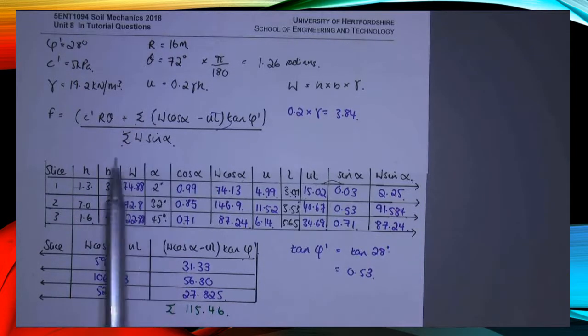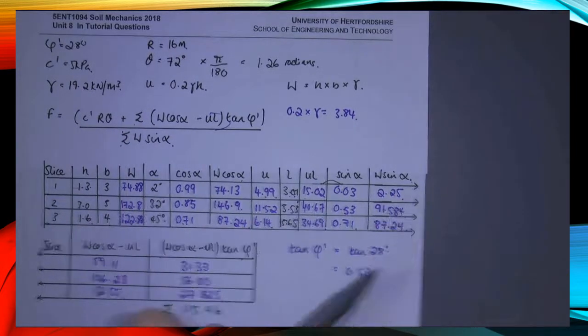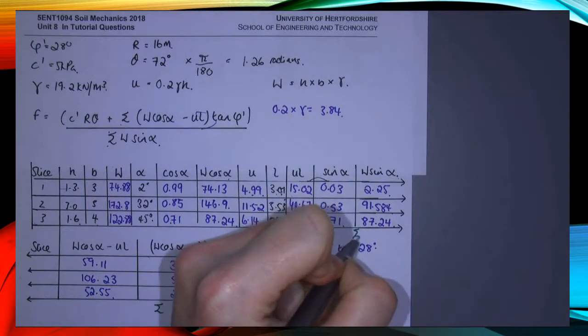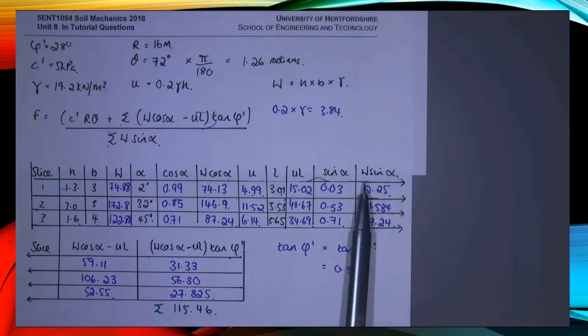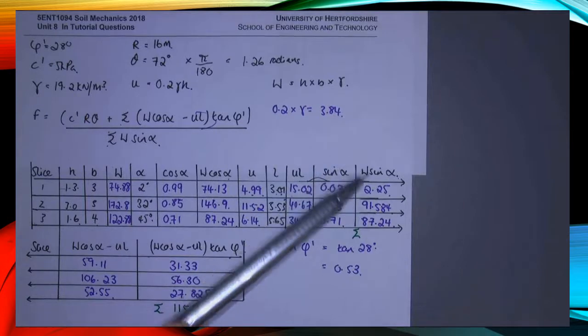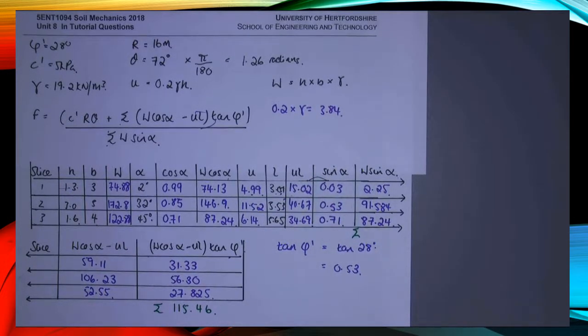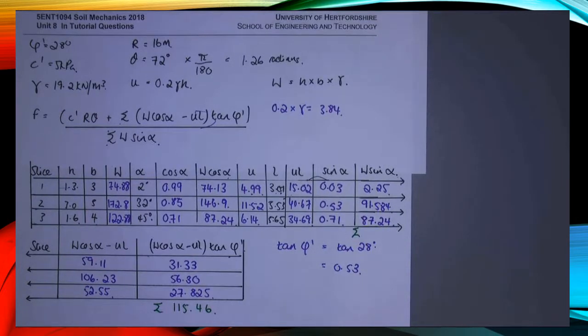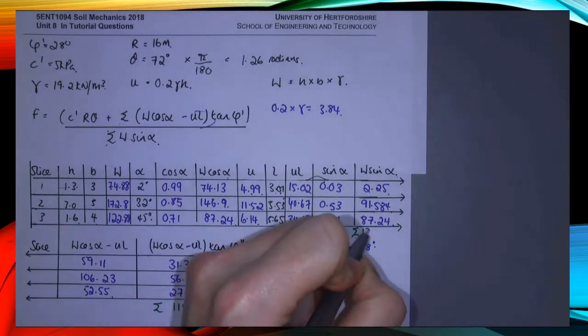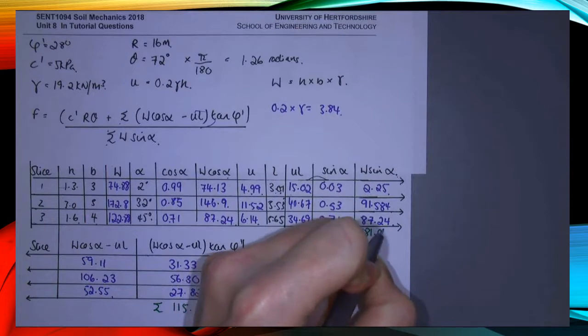Okay, the next thing that we need to work out the sum of for our final equation is the sum of W sin alpha. If you remember we worked out W sin alpha, that is the sum of this column of values. So 2.25 plus 91.584 plus 87.24 equals 181.07.